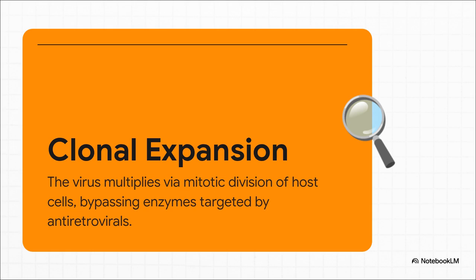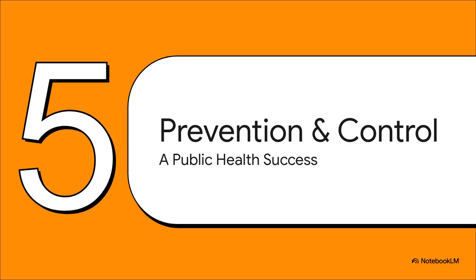See, in a chronic infection, the virus doesn't really need to bother with infecting new cells all the time. Instead, its main trick for sticking around is to make the host T cells, the ones that already have its DNA integrated into them, divide. So the virus just gets copied along for the ride every time the cell divides. This completely bypasses the enzymes like reverse transcriptase that our drugs are designed to hit. It's a clever and frustrating loophole. And that biological challenge, that loophole, it just highlights why prevention is so absolutely critical.